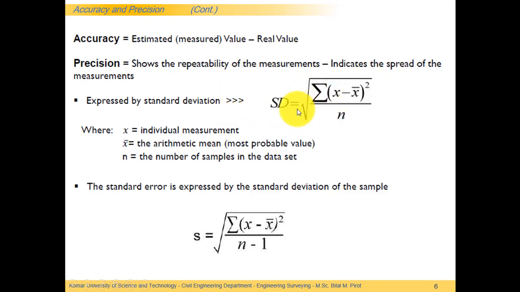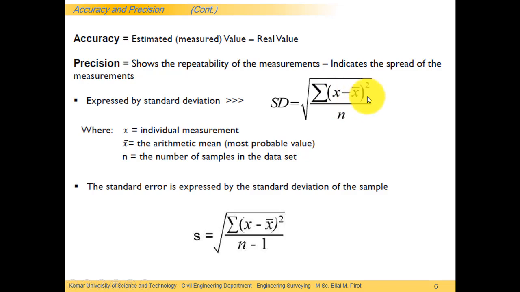So in mathematics, you may have this formula. So what is the meaning of standard deviation? Standard deviation means the spread of the data around the mean. In this case, SD is the standard deviation, X is the data, for example, data number 1, data number 2, data number 3. For example, in data number 1, you may read 1.5 meter, so you should write 1.5 meter here.